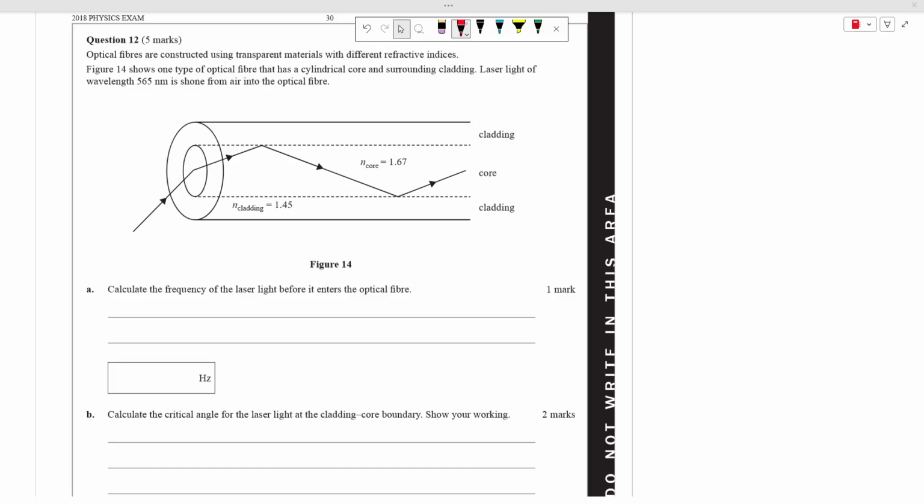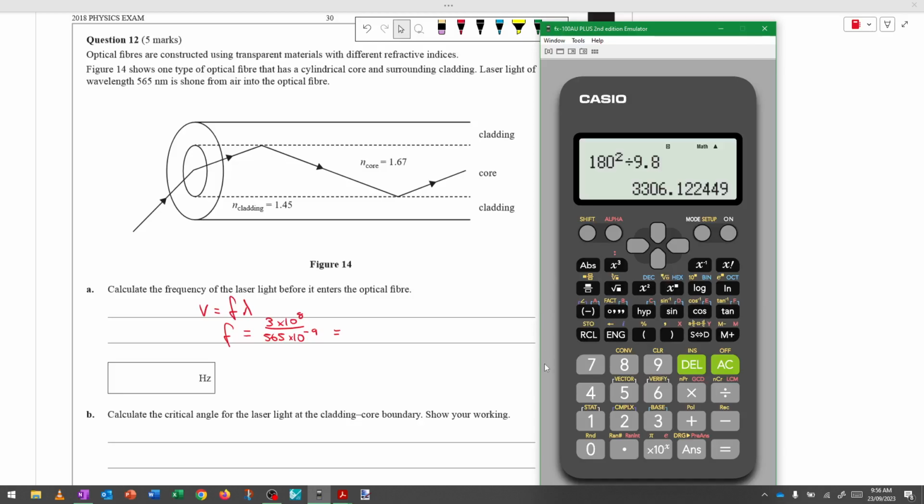So we're assuming light is a wave, so v equals frequency times wavelength, and the frequency is equal to the speed of the wave, which is the speed of light here, over the wavelength, which is 565 nanometers. Calculate. So 3e8 divided by 565e-9. 5.3, everything's got 3 significant figures, so we'll go 5.31 times 10 to the 14.